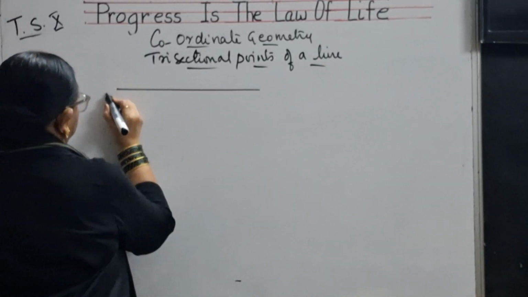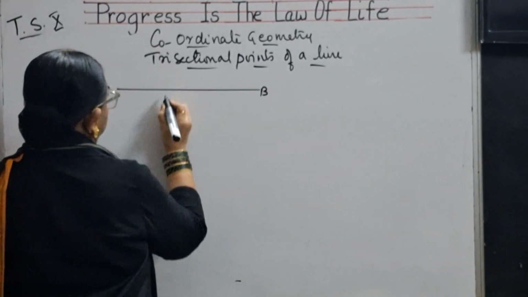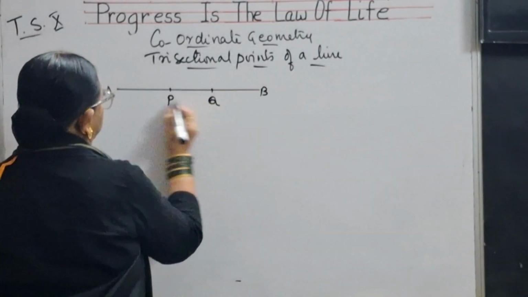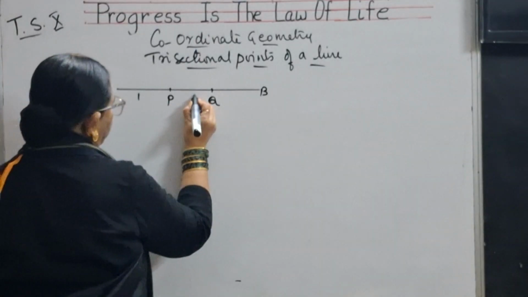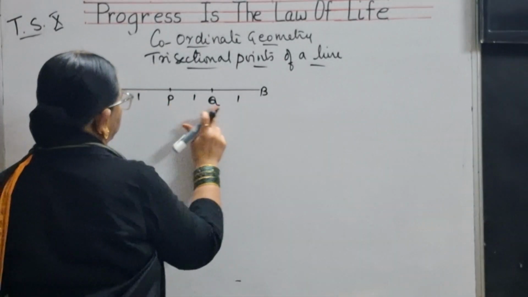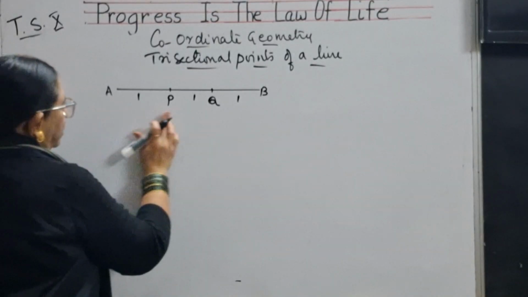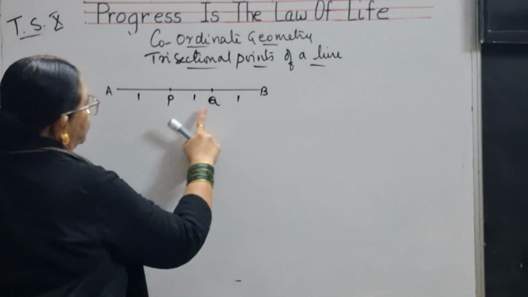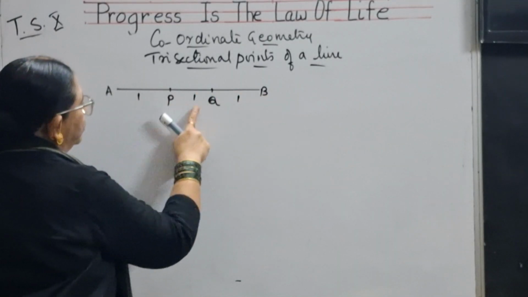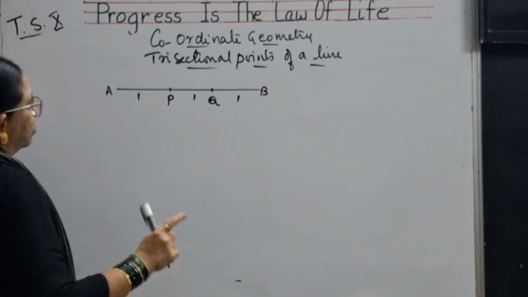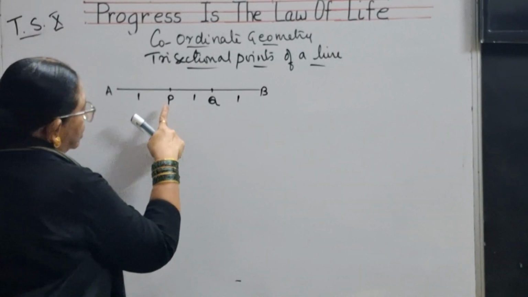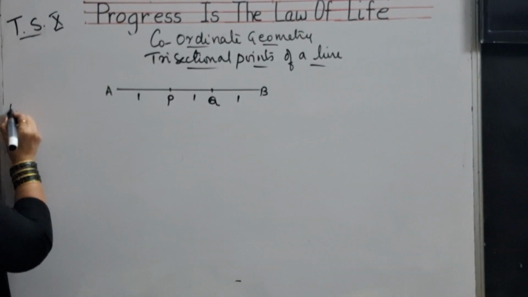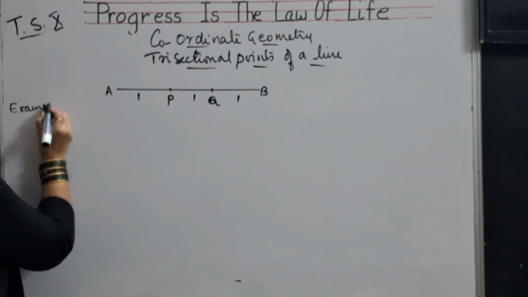This is a line segment AB, and if you have 2 points here, P and Q, in such a way that these are dividing this as 1 unit, 1 unit, 1 unit, AP is equal to PQ is equal to QB, then these 2 points are called trisectional points because these 2 points are dividing this line segment into 3 equal parts. Now the question here is, you need to find out what are the coordinates of P and what are the coordinates of Q. We will understand with the help of an example sum.